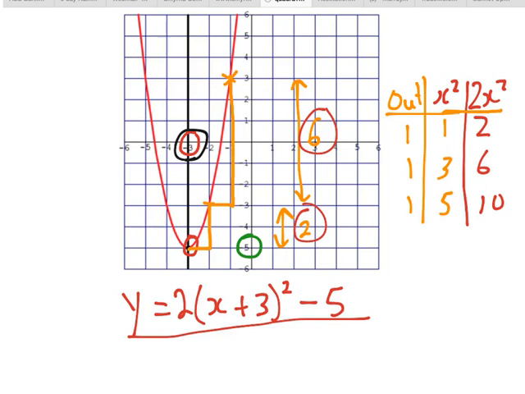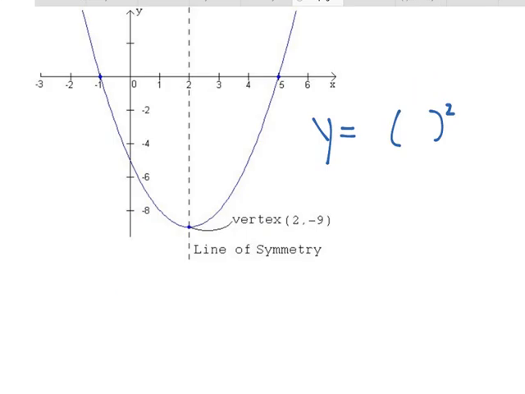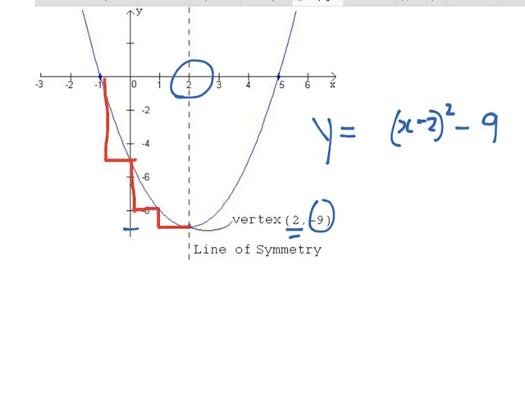We'll try another one. Look at your vertex. In this case, x is 2. It's been shifted along 2 units. That's the clue: x minus 2. It's been shifted in the y, minus 9. Then we check, is it out 1, up 1, out 1, up 3? And we can see on the left side it's out 1, up 1, out 1, up 3, out 1, up 5. So there's no need to put a number at the front. The equation just looks like this.